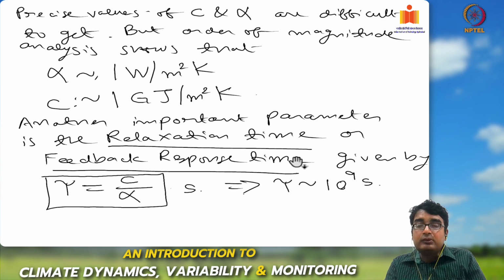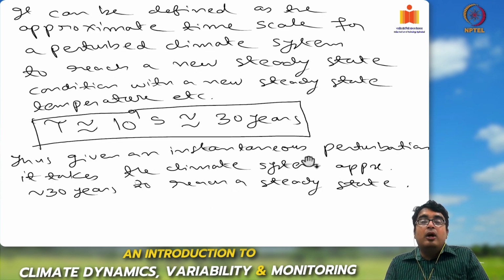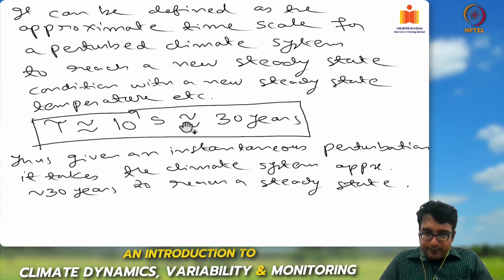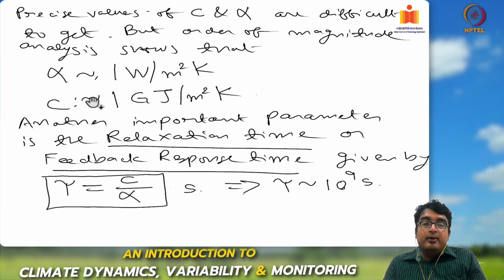Okay. The feedback response time for our planet is on the order of 10 to the power 9 seconds. See, giga is 10 to the power 9, so it is 10 to the power 9 seconds. Okay, so that is very clear from here. And 10 to the power 9 seconds is of the order of 30 years. Okay, so if you see how many seconds a year has, 10 to the power 9 seconds is of the order of 30 years. So what is this relaxation time or feedback response time?